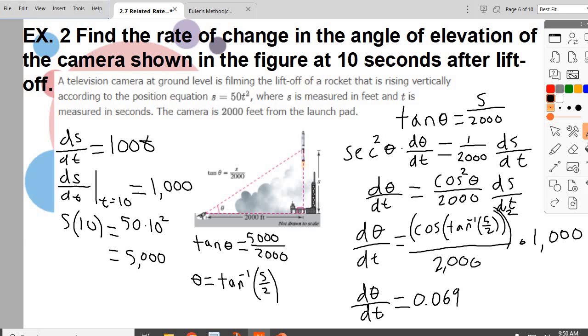Which, notice, is a rather small number. However, we're talking about 10 seconds, which is not very far after the launch. So it would make sense we are not very far off the ground, nor have we accelerated to go rather quickly yet. The farther that you get away from your launch pad, the bigger that number is going to get. Does that make sense? So the answer is just 0.069, no unit. Correct.